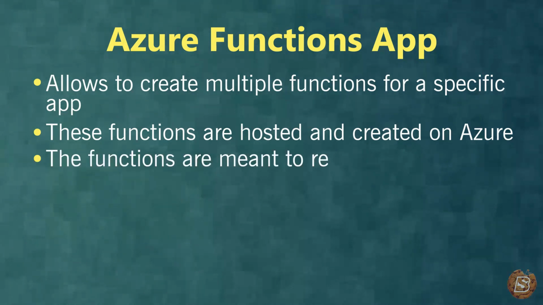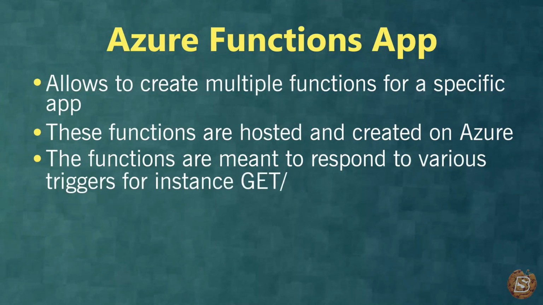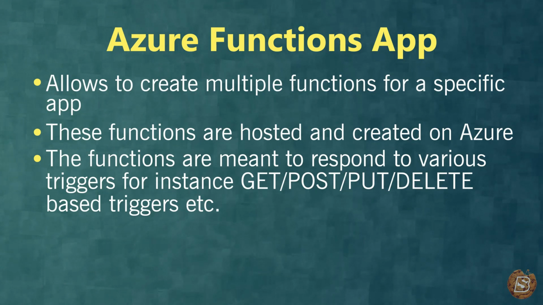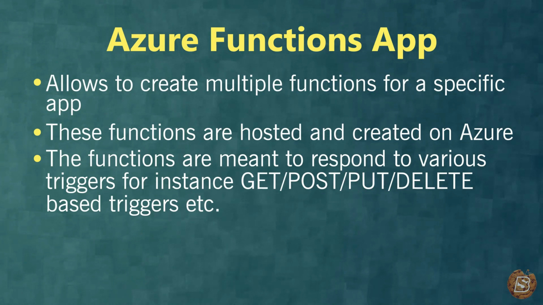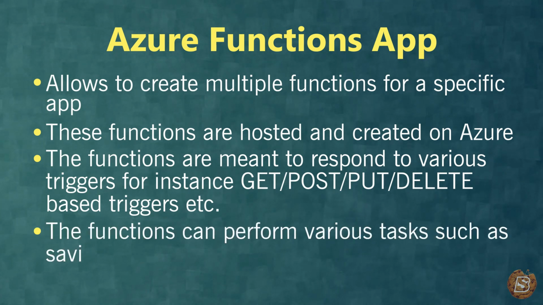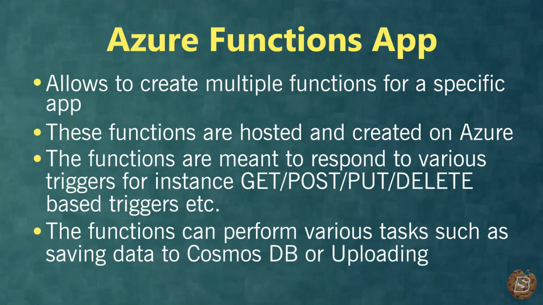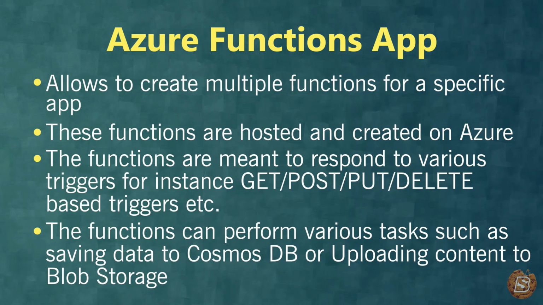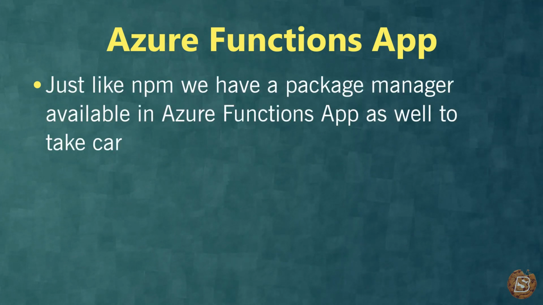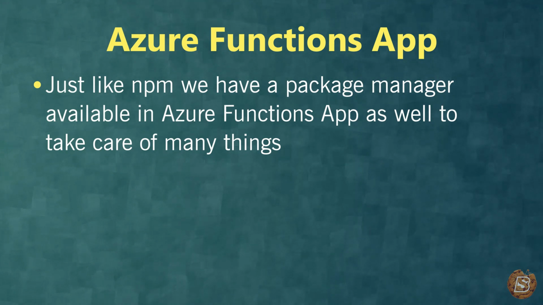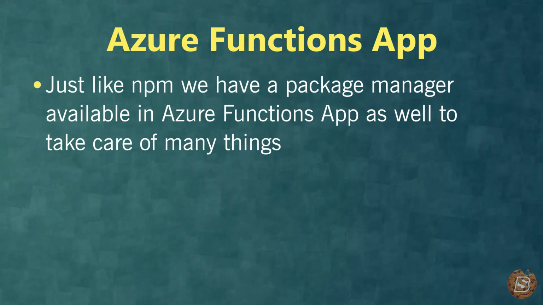These functions are meant to respond to various triggers. For instance, get, post, put, delete. These are some of the common scenarios where we will be using our functions to respond. The functions can perform various tasks such as saving and retrieving data to and from Cosmos DB or uploading content to Azure Blob Storage. It also has a package manager available, which has got a certain set of libraries to take care of many things like authorization, file uploads, etc.